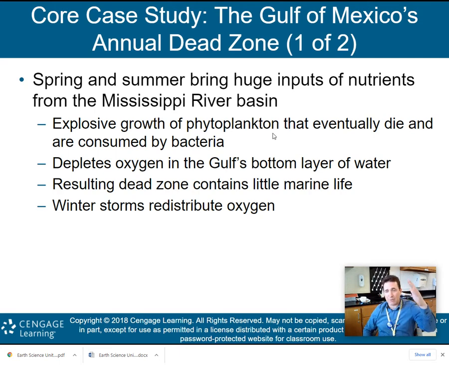What we're going to learn is that especially larger fish, they need a decent amount of dissolved oxygen in the water to survive. So if you get rid of that dissolved oxygen, we call that a dead zone, you basically kill off all those large fish. Okay. Then what happens is in the winter storms kind of churn up the Gulf of Mexico, redistributing the oxygen, and the dead zone goes away.